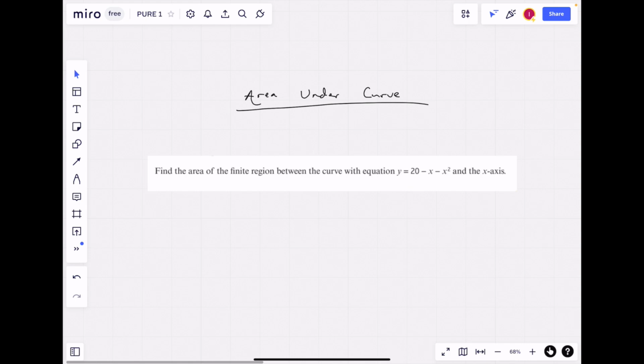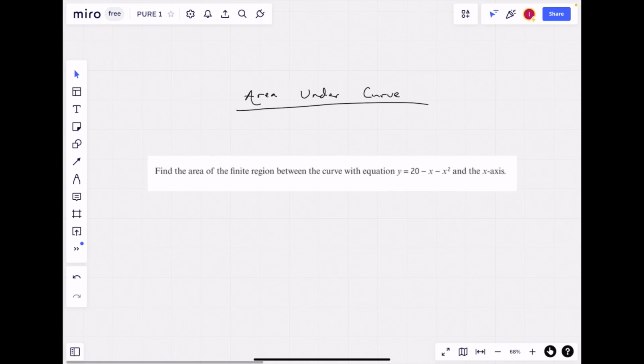So let's say the total distance traveled by a plane, for instance. If you have it mapped on a graph, you work out the area under that graph, now you've got the distance or displacement. So let's have a look at an example of where you have to work out the area under the curve using integration.